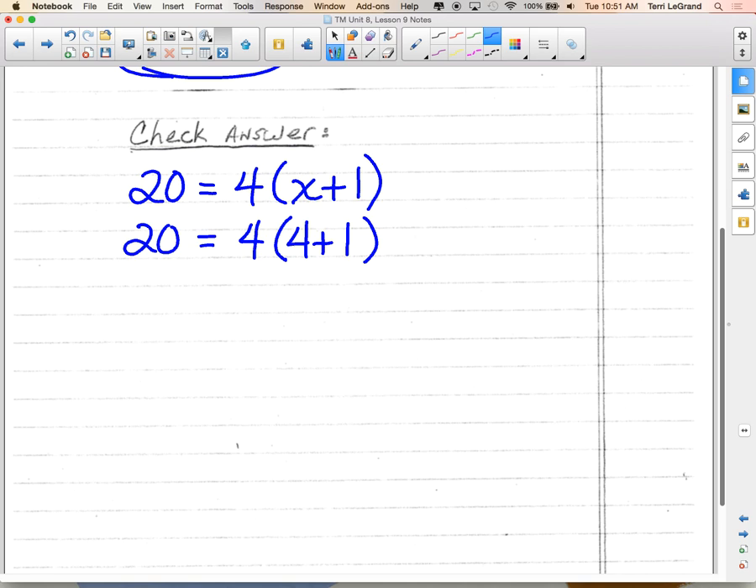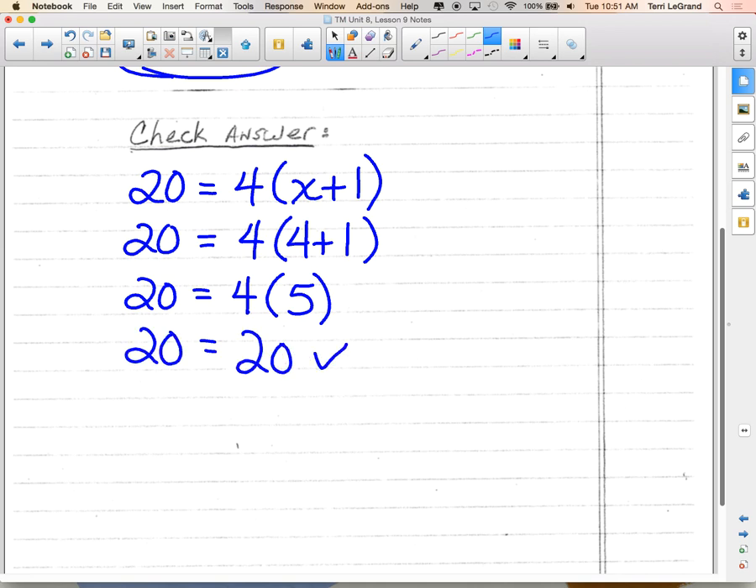So there's a set of parentheses there that has some like terms in it. We can put them together. What's 4 plus 1? 5. And 4 times 5 is 20. That's a good thing because that's what we wanted it to be.